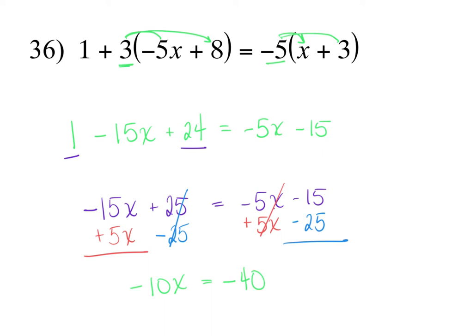So once I have added or subtracted my variables to one side, added or subtracted my numbers to the other, then I will multiply or divide. At this point, I'm going to divide by negative 10. Negative 10x is going to equal positive 4.